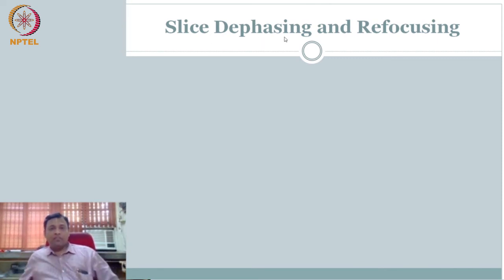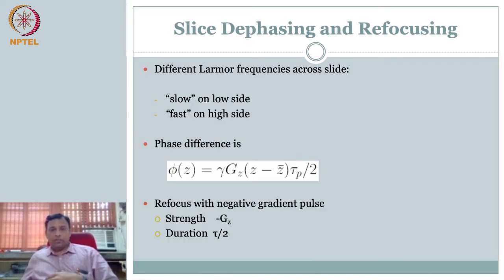So slice dephasing means within the slice there are different phases, and therefore you won't get signal. You have to do refocusing to get the signal. Different Larmor frequencies across the slice give rise to slow spins on one side and fast on the other side, and therefore there is a phase difference from minus to plus across your thickness, right? So this is a neat solution.